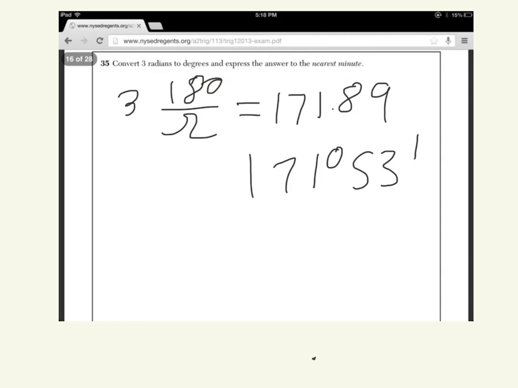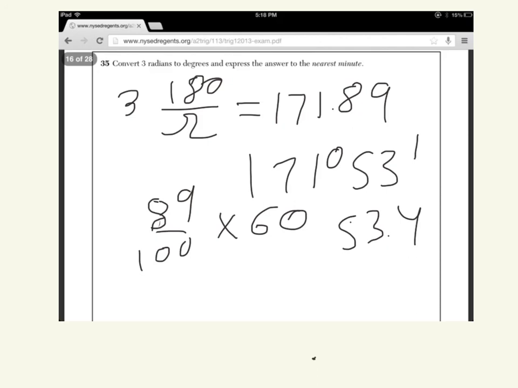If you wanted to do it strictly mathematically and not use the calculator to find the number of minutes, you could take the 0.89. Well, you have 89 hundredths. And you multiply that by the number of minutes in a degree, which is 60. If you do that, you get 53.4, and that you simplify to the nearest minute and find 53. So if you are a little bit calculator shy, that is the mathematical way of doing that.